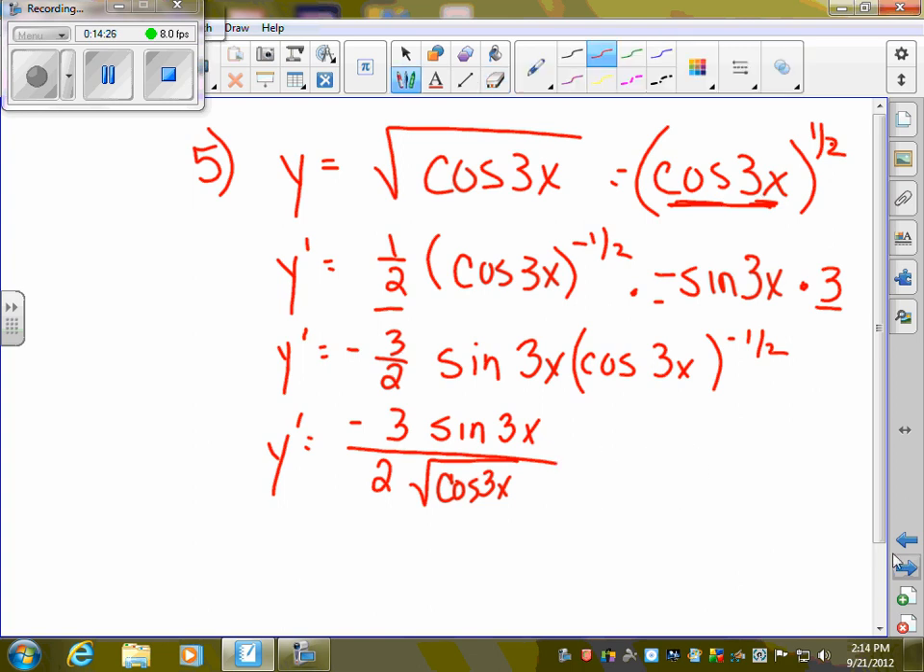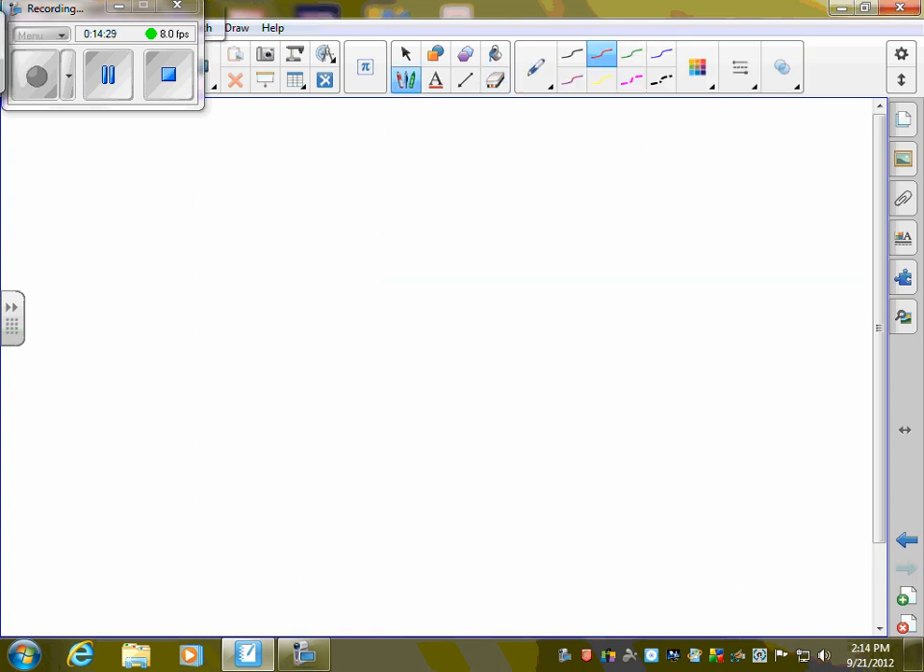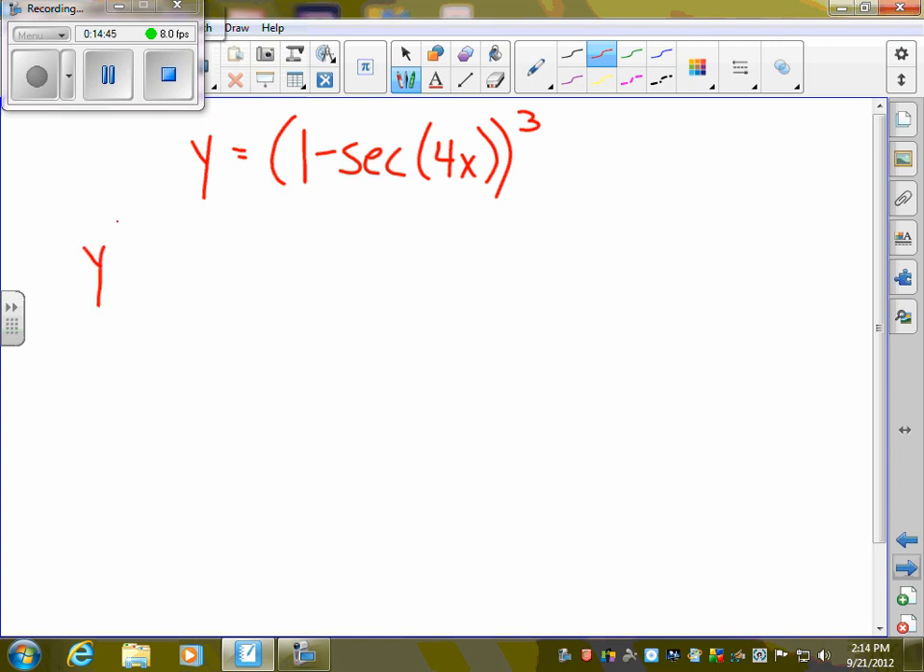All right, let's look at just a couple more examples. How about this one? y equals 1 minus secant 4x to the 3rd. So what's y prime? We're going to need some room for this one. The derivative of something to the 3rd is 3 times something to the 2nd. Now I'm going to take the derivative of the inside.